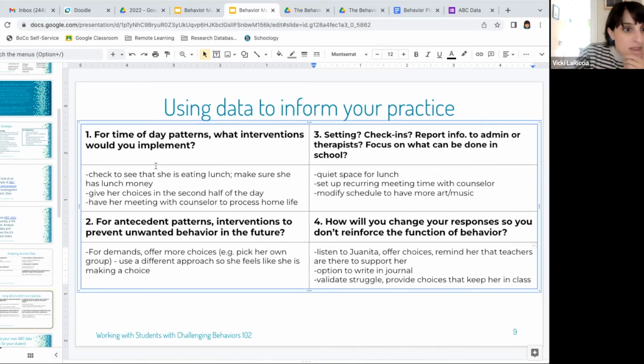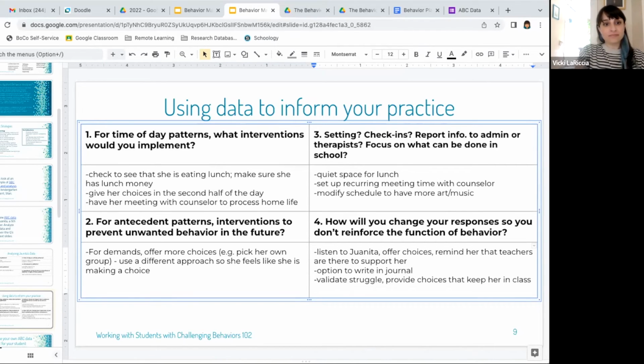Okay. And then someone says, we have a system where we can give them a referral online and then they don't have to leave the room. Oh, that's cool. Like a referral to a counselor. They set up a scheduled time. The referral goes to admin and they deal with it. Yep.